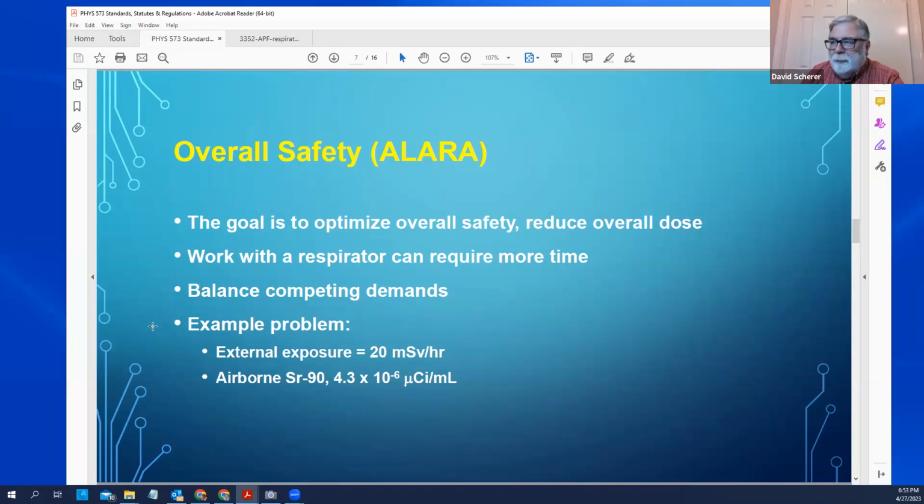I'm going to work out an example of a situation where a worker needs to be in an environment to do a task that's 20 millisieverts per hour. For those of us who've been around a while, that's 2 rems per hour. It's a relatively high exposure rate. It can't be reduced for whatever reason. And this is not a long task. You'll see. In this environment, however, there is airborne strontium-90. I picked that because I think we've used that DAC before. And the concentration measured in the area is given right here.